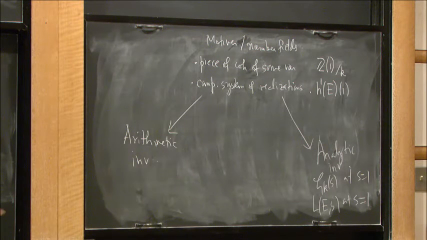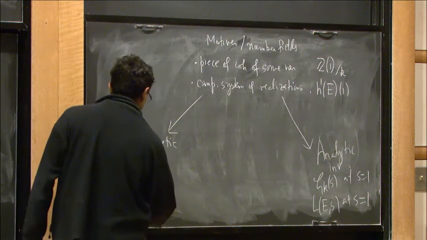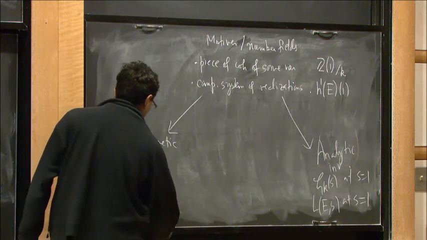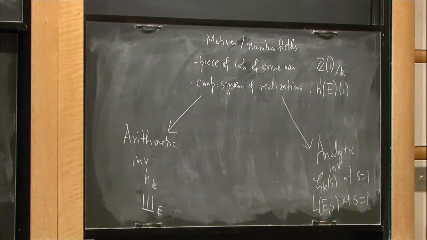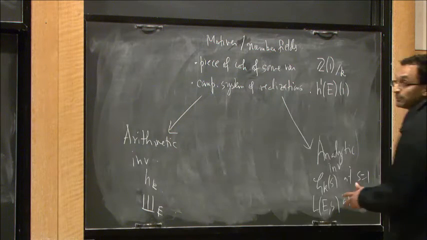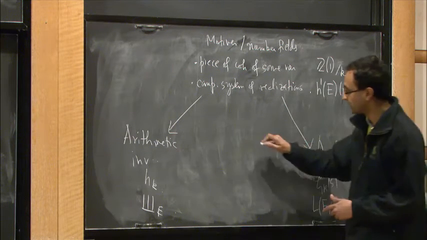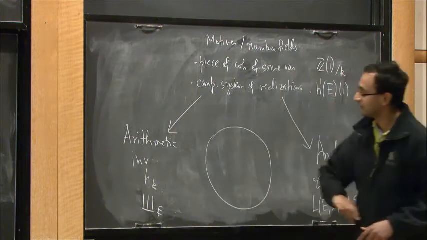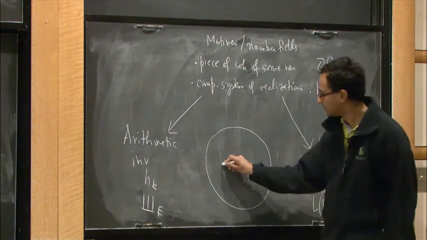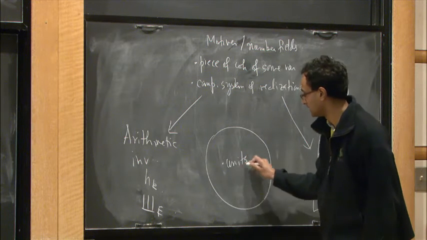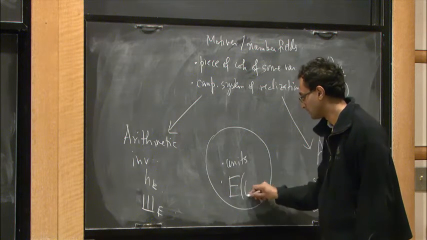And the arithmetic invariants I'm thinking about are the class group here and the Tate-Shafarevich group here. Now, you might notice I left out something that you might consider important, in fact, very important. I'm going to put that in the middle. And those are, in the first case, the units, and in the second case, the Mordell-Weil group.